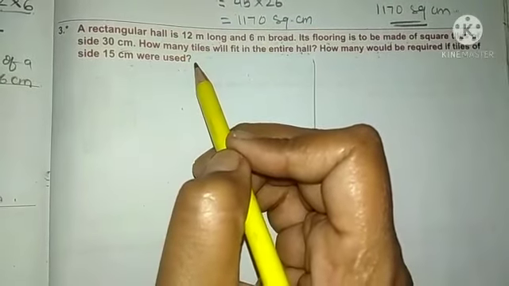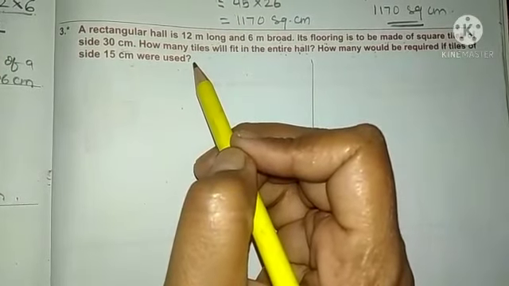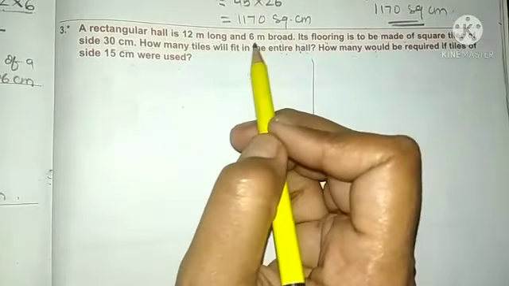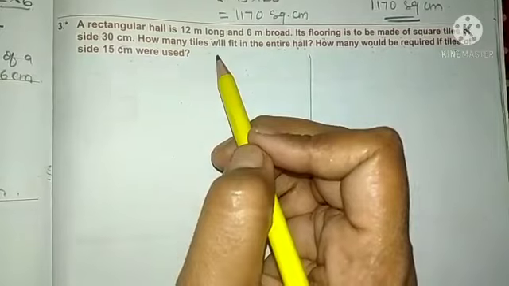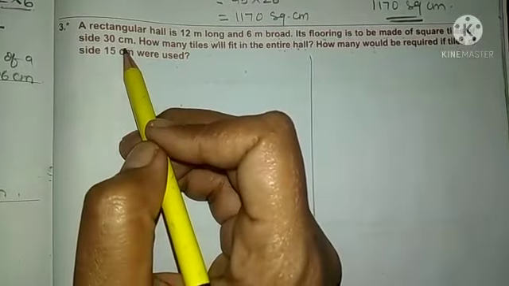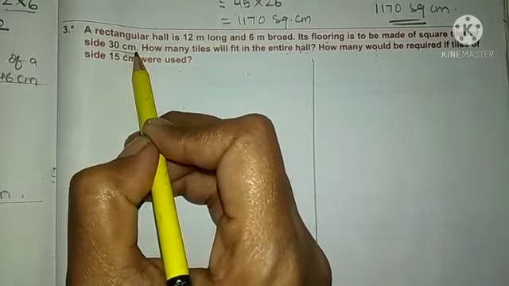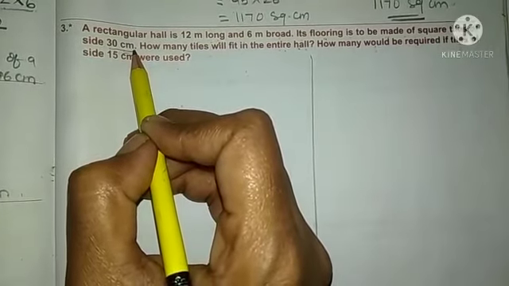Now students, what we have to do in this question is, here we have to put tiles in a hall. Clear? So the length and breadth of that hall is given. Clear? Now here, if you take a tile whose side is 30 centimeter, how many tiles will be required in that hall?